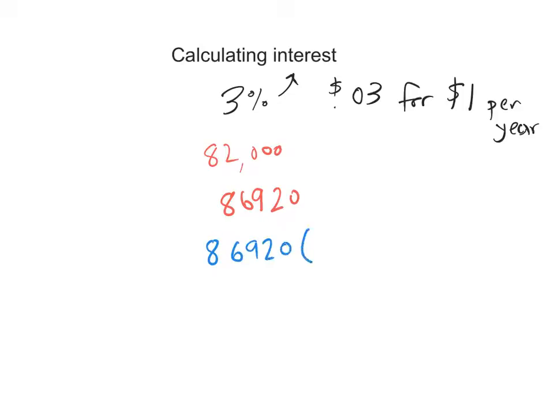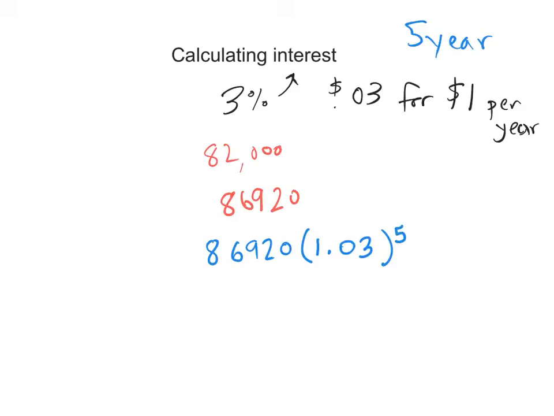$86,920 times the 100% of the cost of the car plus 3% interest, and over a 5-year term. You're taking out a 5-year loan, which is standard. Most people take out a 3 or 5-year loan. That means that this is going to be raised to the 5th power.